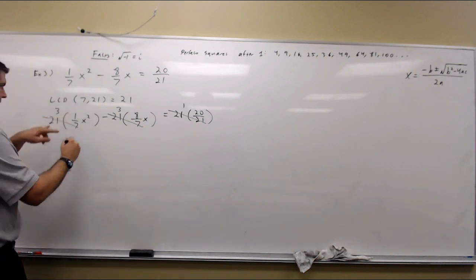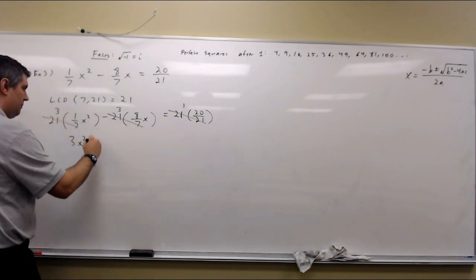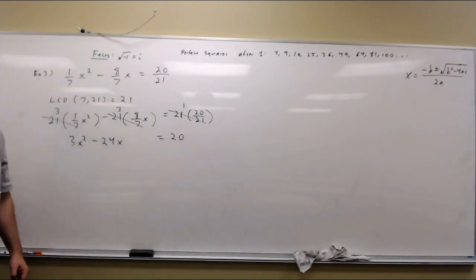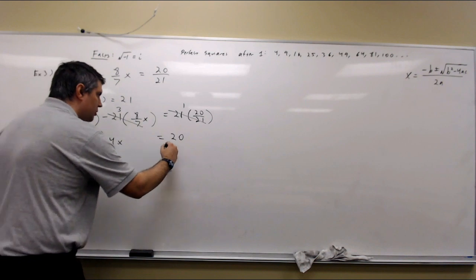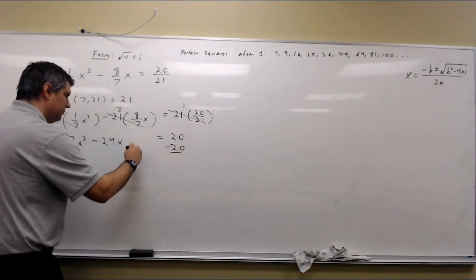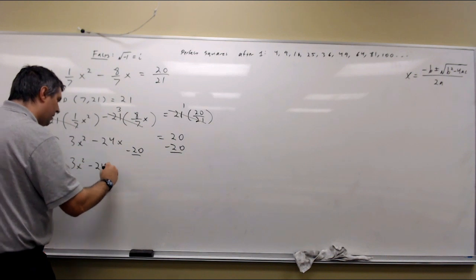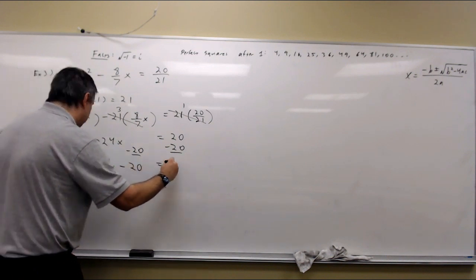So that gives me 3x squared minus 24x equals 20. Okay, we're going to bring the non-quadratic side to 0. So I have 3x squared minus 24x minus 20 equals 0.